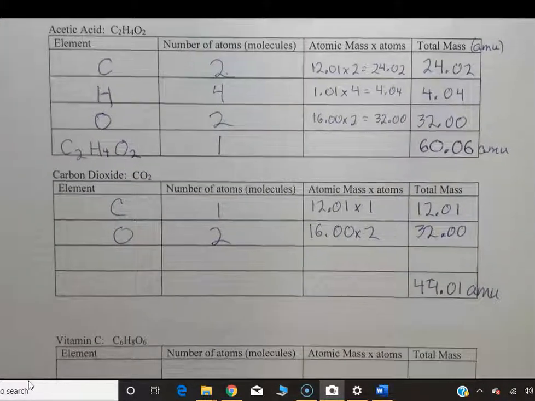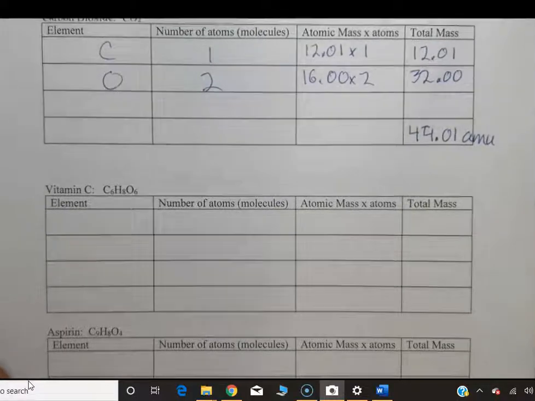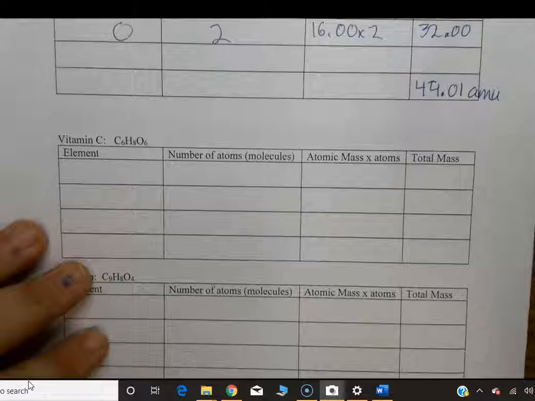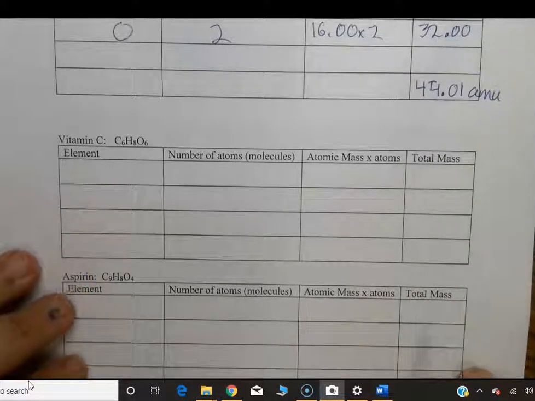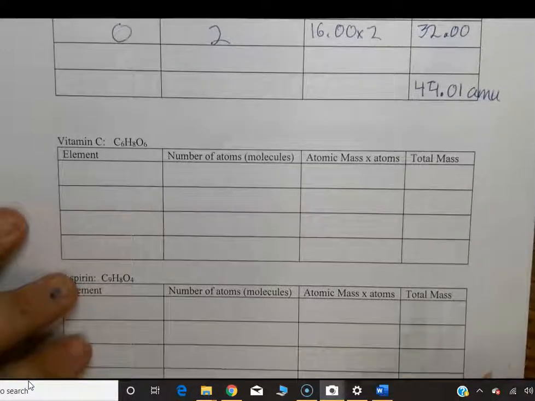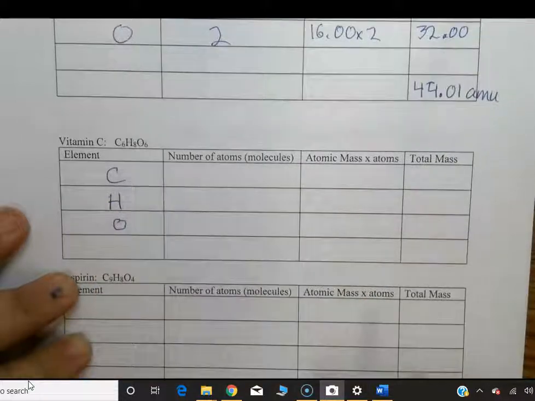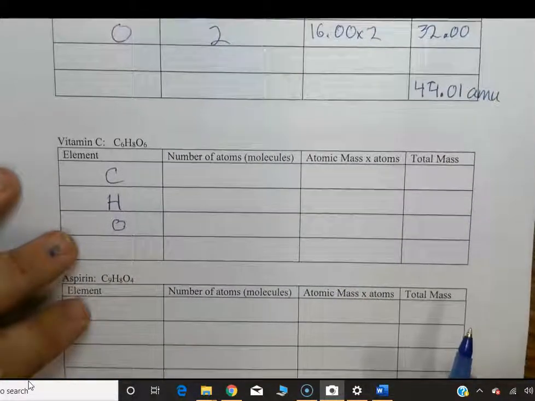Okay, I'm going to do one more of these, and then we're going to move on to the second part of this assignment. Let me get this adjusted. Okay, so let's do vitamin C. Again, a compound with carbon, hydrogen, and oxygen in it. So you see that most of your body is made up of these nonmetals. And that's why you're ingesting them. That's why you're taking them in.